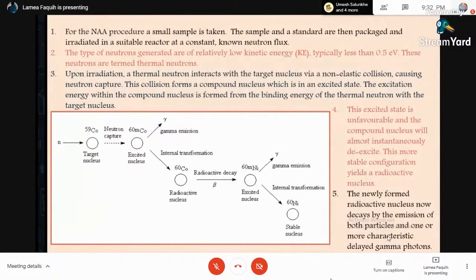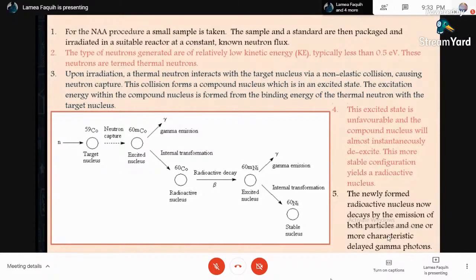The basic idea for the working of neutron activation analysis starts when a small amount of sample and standard are irradiated in a reactor, in what is known as a neutron flux. Now neutrons are generated that have comparatively low kinetic energy, somewhere around even less than 0.5 electron volts, and we call these neutrons thermal neutrons. These neutrons will radiate, and then bombard my sample particles.